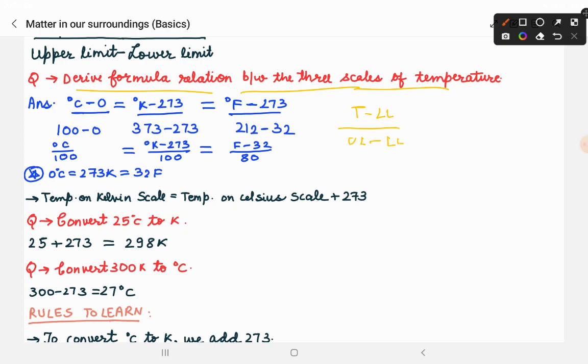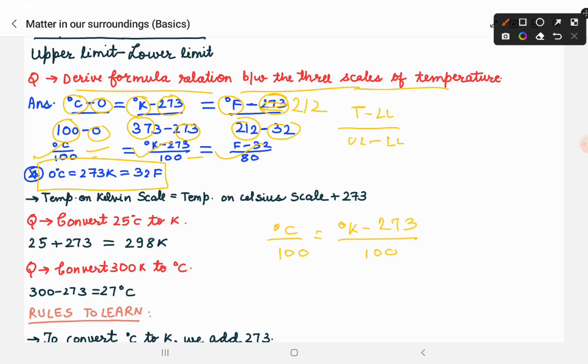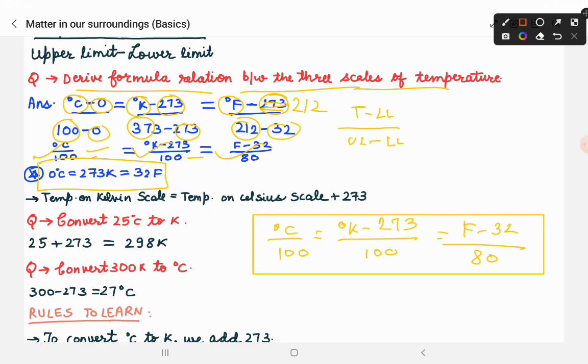You have these three things here: temperature, degree Celsius, degree Kelvin and degree Fahrenheit. You have to put the lower limits and the upper limits of these Celsius scale, Kelvin scale and the Fahrenheit scale. Here it is not 273, it is 212. Solving it, we get this, and finally this will be this only. If you solve this, you get this type of formula: degree Celsius upon 100 equal to degree Kelvin, only Kelvin, minus 273 upon 100 equal to Fahrenheit minus 32 upon 80. This is the relation that you can either learn or in the examinations it can be asked to derive.